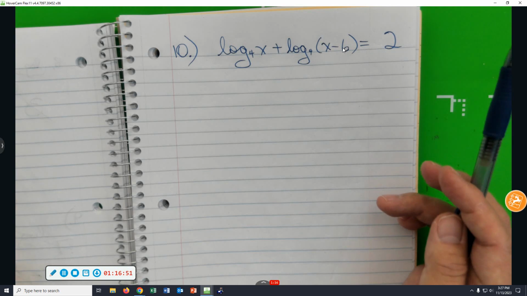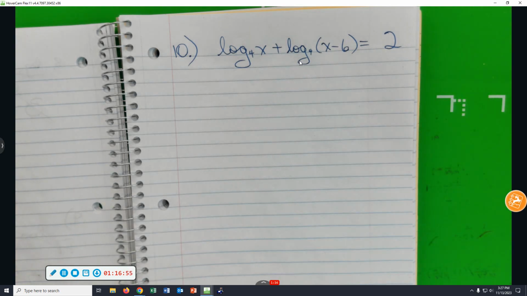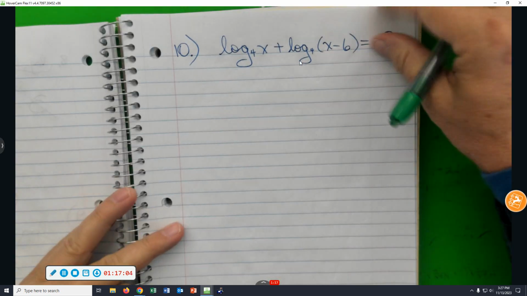So basically the domain set of x values is numbers bigger than 6. I'd write it out in words: all real numbers greater than 6. Oh, bigger than, you're right.